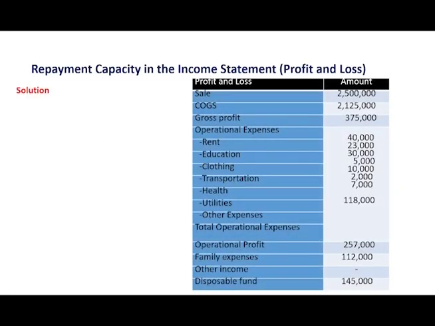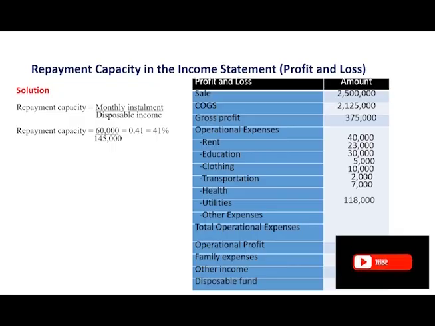The repayment capacity of $60,000, which was initially given, divided by the disposable fund of $145 equals 41%. With the result above, the customer has the repayment capacity to access a $300,000 loan, since the risk buffer is 41%, which is way below the 50% benchmark. We have now come to the conclusion of Lecture 4.